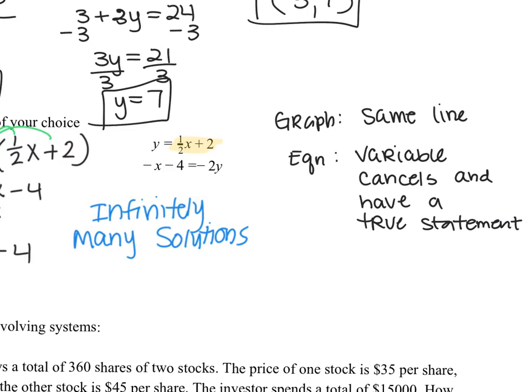I could actually even solve my equation even further and add 4 to both sides, and get 0 equals 0. That's still a true statement, even if it's 0 equals 0.